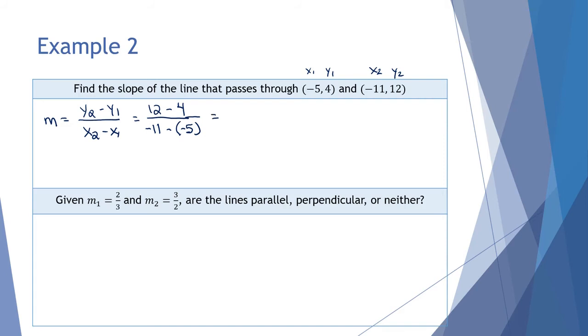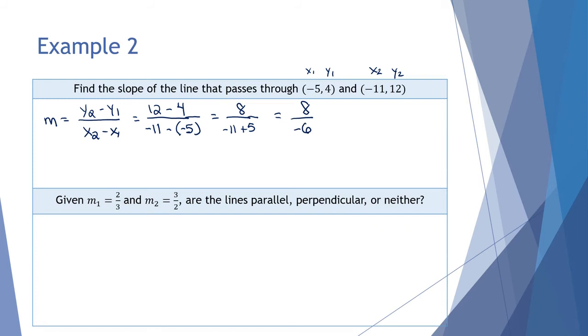Now I'm just going to simplify by following the order of operations. 12 minus 4 is 8. And we have -11 minus -5, so that's -11 plus 5, for those of you who are still a little unsure with negatives. Negatives are confusing. So that's 8 over, and then -11 plus 5 is -6.